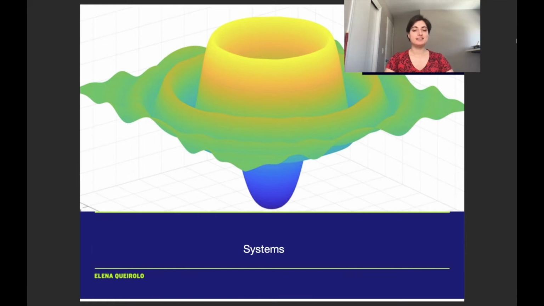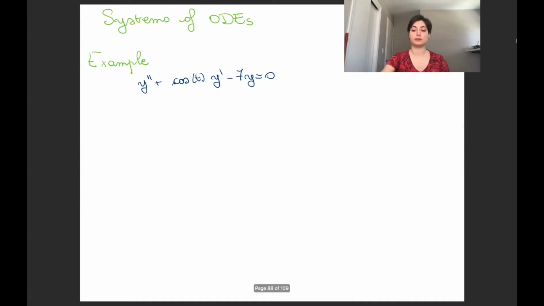Let's look at systems of ODEs, and let's try to connect systems of ODEs to the nth order ODEs that we just talked about. Let's look at an example. We have y second plus cos t y prime minus 7y equals 0, and this is a perfectly legit linear second order ODE.